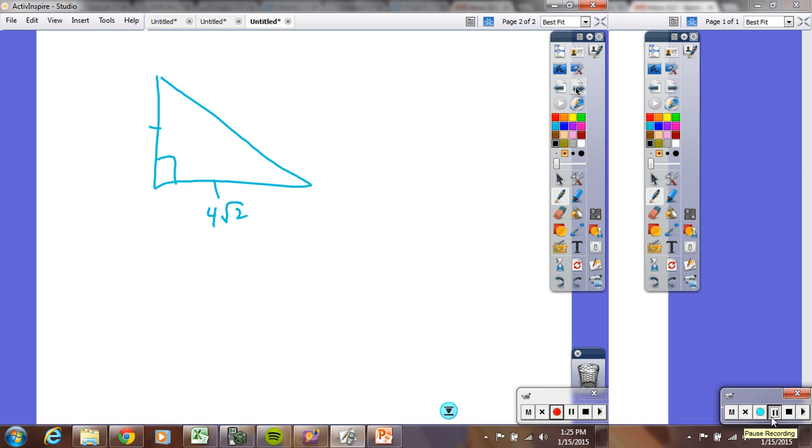Okay, so what's this other leg called? What is it going to be? This is also 4 root 2. That's really simple, isn't it? What's this side? It is 8. How do I know it's 8? Because it's 4 root 2 times root 2, isn't it? What's root 2 times root 2? 2. 2 times 4 is 8.